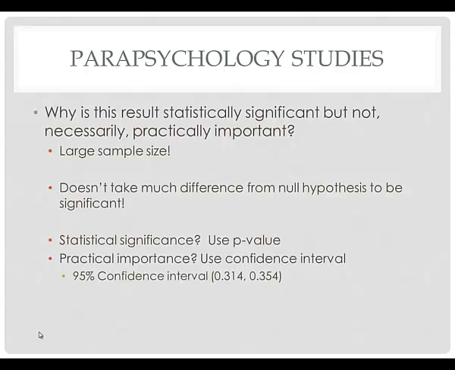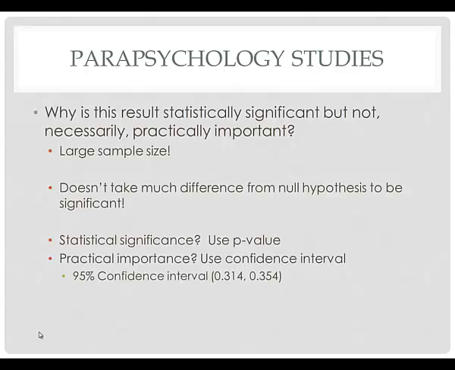So why is this result statistically significant, but not necessarily, depending on your interpretation, practically important? The number one reason here is large sample size. 2,124 sessions that we're evaluating. This means it won't take much difference from the null hypothesis to be statistically significant. The 33% is not that different from 25%. But because of the very large sample size, we get a statistically significant result. That's because our p-value is so small.